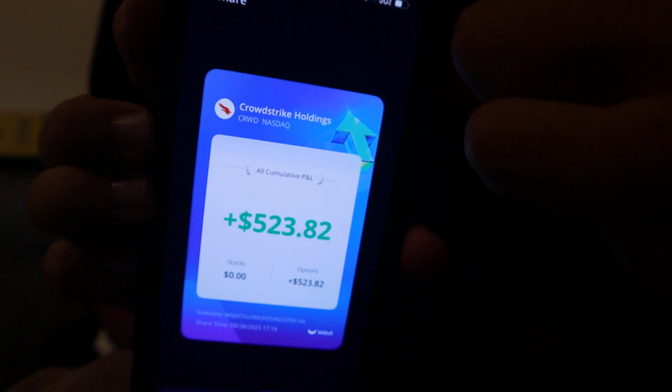So let's go ahead and go to history here. We got a CrowdStrike, as you guys can see. Boom. CrowdStrike holdings today was over a $500 return. I'm not sure if I'm able to look at percentage-wise how much it ended up being. Still figuring out Webull and how it works, but anyways, let's go ahead and look at the actual stock price itself.